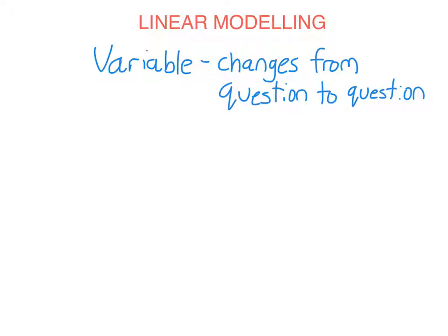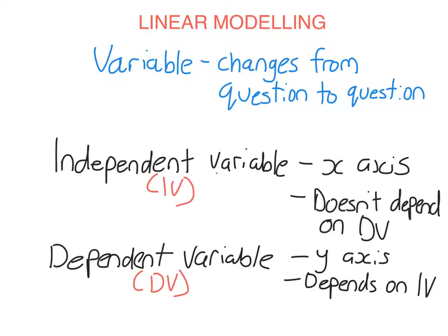If I'm looking at distance and time, distance depends on time. How far I've travelled does depend on how much time has elapsed. On the other hand, time doesn't depend on distance. Time will keep going away whether I'm travelling or not. So the independent variable usually does involve things like time or the number of people, whereas the dependent variable will be things like distance, cost, things like that.